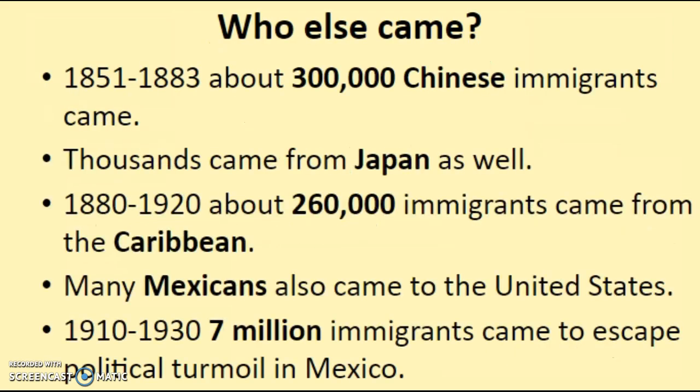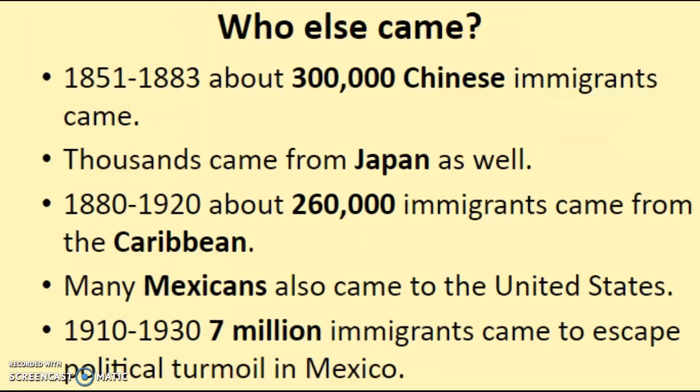All right, so who else came? From 1851 to 1883, about 300,000 Chinese immigrants came. Thousands came from Japan as well. And from 1880 to 1920, about 260,000 immigrants came from the Caribbean. Many Mexicans also came to the United States. And then from 1910 to 1930, 7 million immigrants came to escape the political turmoil in Mexico.